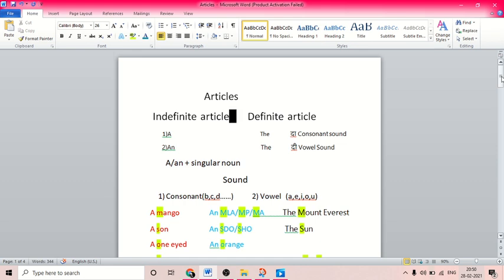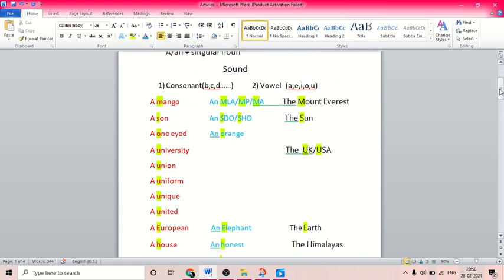Now let us discuss where to use a and where to use an. When a noun starts with a consonant sound, it takes a, and when a noun starts with a vowel sound, it takes an. The vowel sounds are A, E, I, O, U, and the remaining sounds are consonant sounds. Now let us see examples of a and an: a mango, an MLA, an MP, an MA.